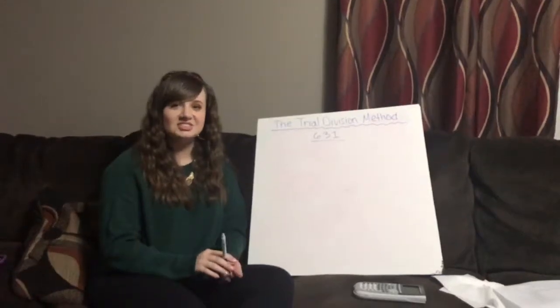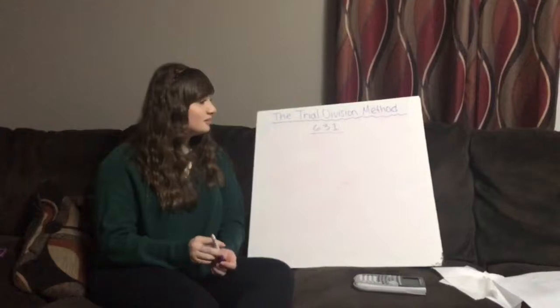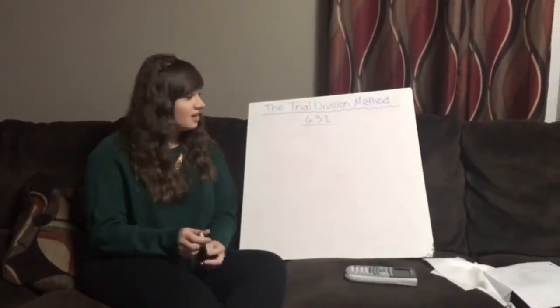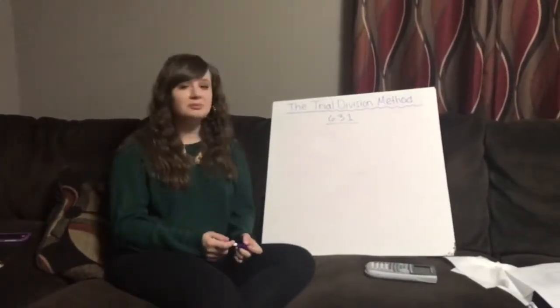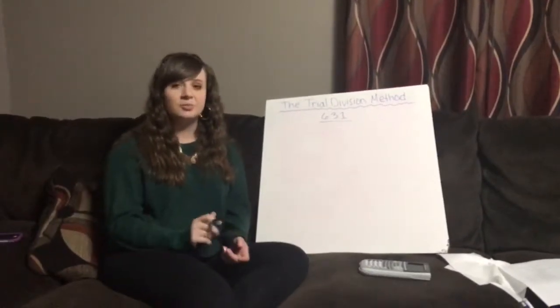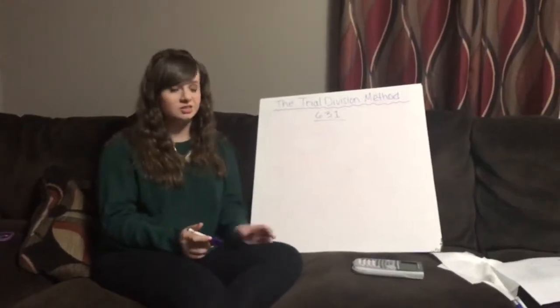So today I'm going to be teaching you the trial division method to determine if a number is prime or composite. And what we're going to be doing today is determining if 631 is prime or composite. And first of all, let me tell you what prime and composite numbers are. Prime numbers are any counting numbers divisible by only 1 and itself, and composite numbers are any counting numbers that are not prime. So that's pretty obvious and easy to remember.